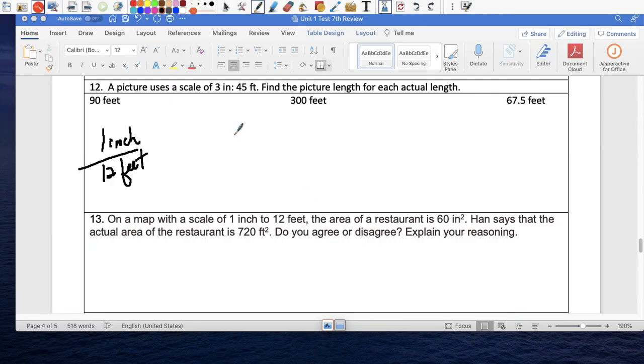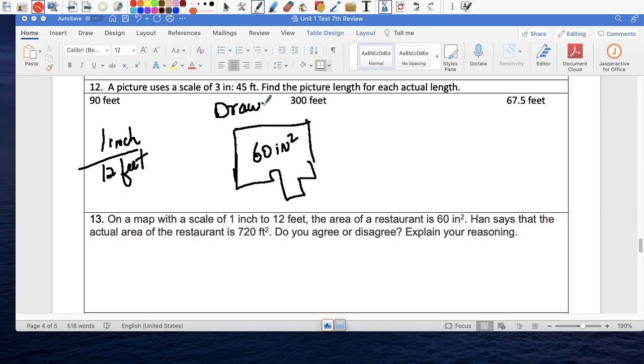Now, there's a restaurant, and the area of the restaurant is 60 inches square. I don't know what the shape of the restaurant is. What does that mean? Well, it means that inside the restaurant, in my map, in my drawing, this is about 1 inch.